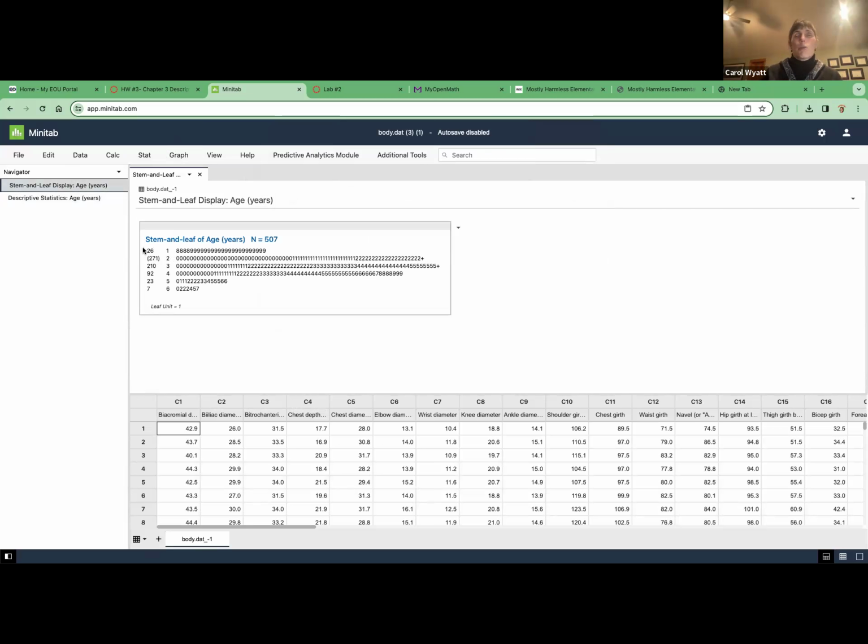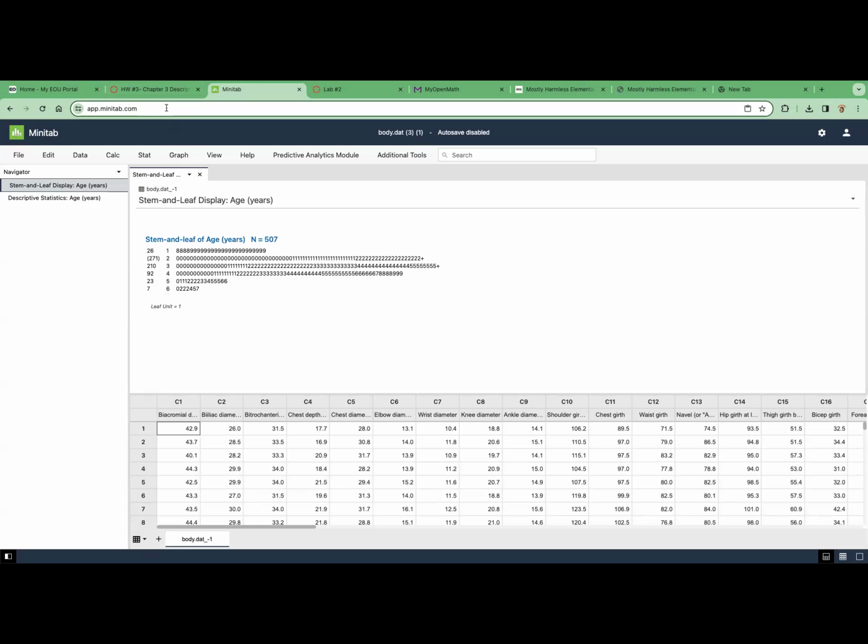Not all programs give you a third column here. A lot of programs just do the two columns, the stem and the leaf. So that third column is a running total. Okay, that makes a lot more sense.